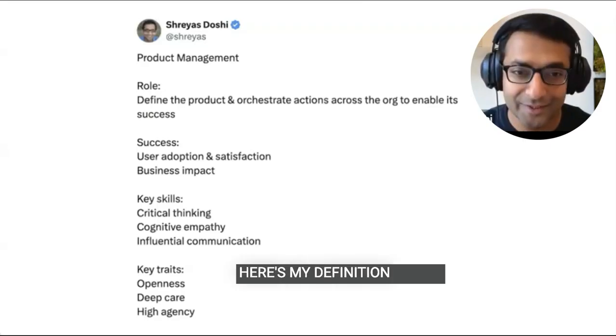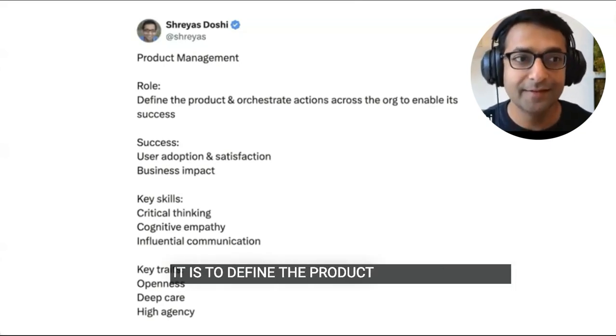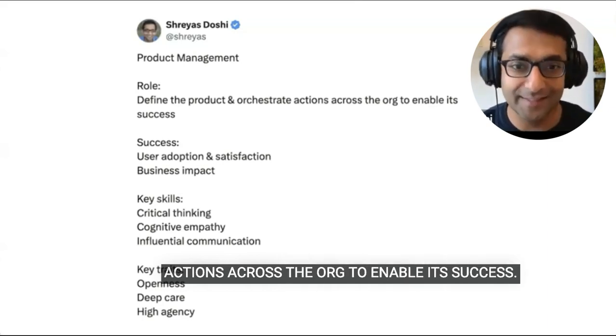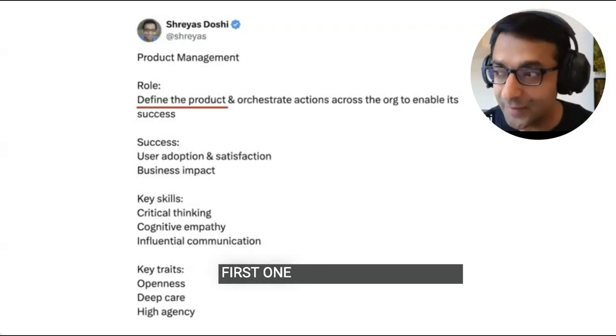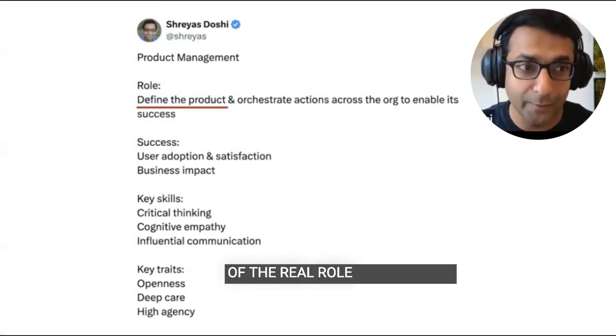Here's my definition of the role of a product manager. It is to define the product and orchestrate actions across the org to enable its success. The three parts here are extremely important, so I'm going to emphasize them a bit. First one is define the product.